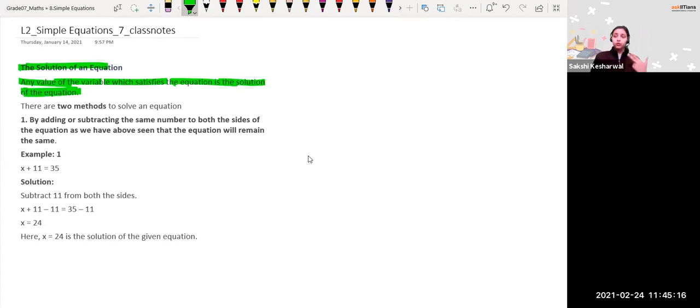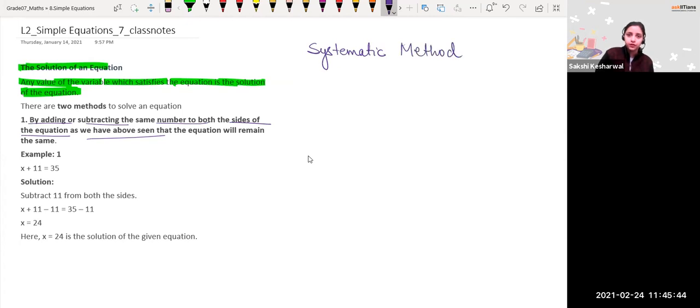Now there are two methods. One is known as the systematic method. Systematic method means that today we'll be learning by adding or subtracting the same number on both sides of the equation, so the equation will remain the same. This method is called the systematic method, right? So in the systematic method, how do we solve the equation?